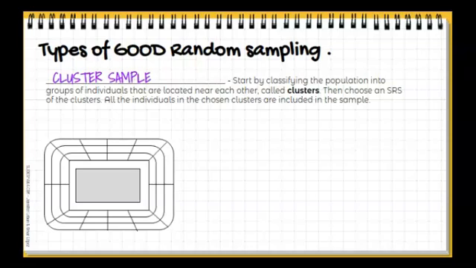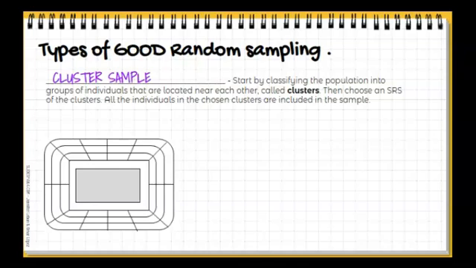So these individuals are near each other and we call them clusters. And each cluster basically needs to represent the population, like a mini version of the population. Once you've identified your clusters, you choose a simple random sample of the clusters. You pick which cluster you want to choose, and then you survey all the individuals in that chosen cluster.